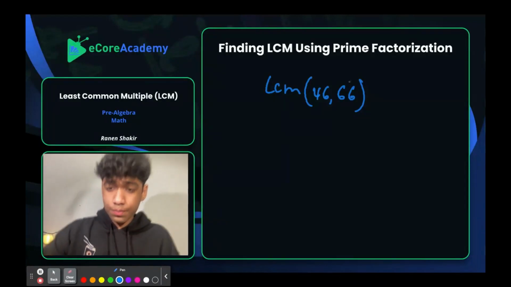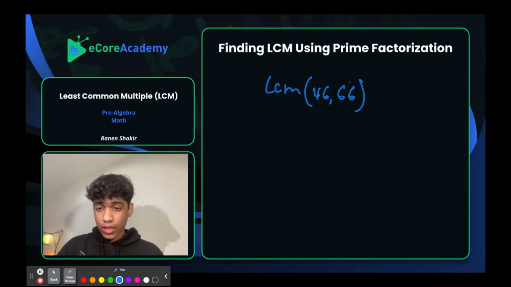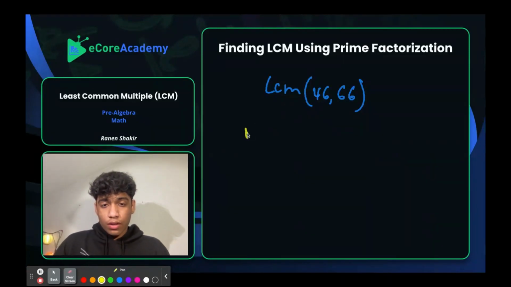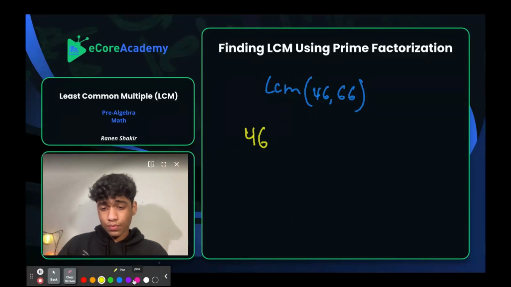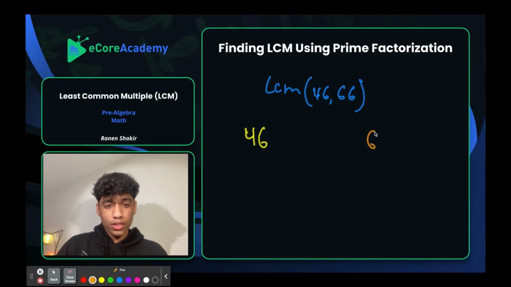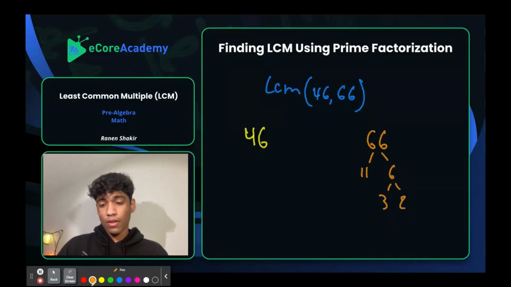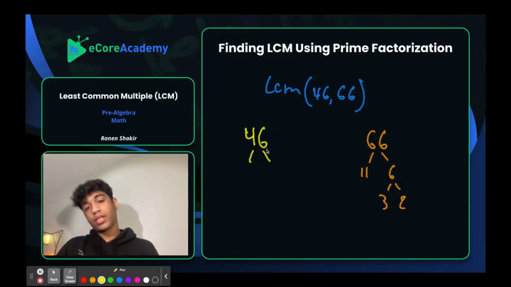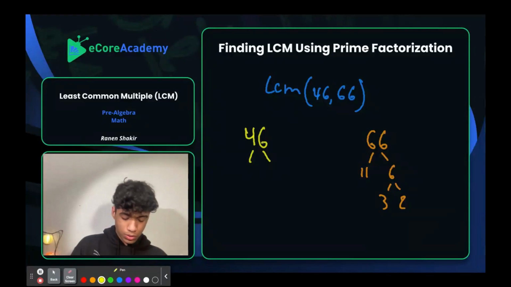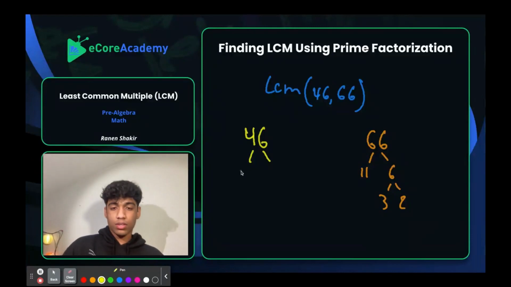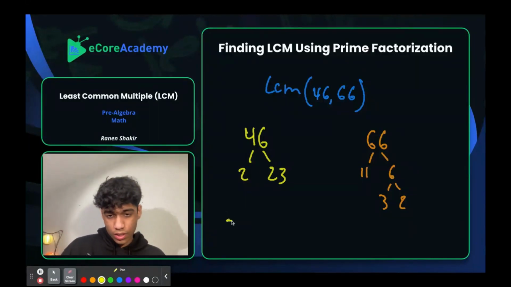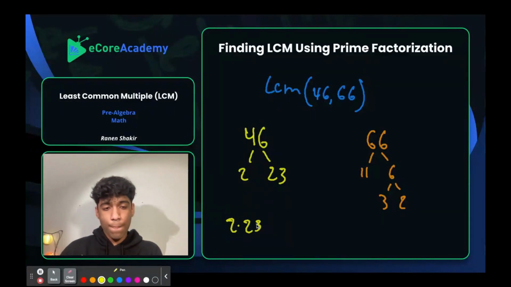All right, let's do this one together now. Let's take 46 and let's take 66. Let's factor this one first. We'll have 11 and 6, and then we have 3 and 2. And then we do this one now. Besides 2, I don't think anything goes into 46. So we have 2 and 23. So the prime factorization for this is 2 times 23, and for this one it is 11 times 3 times 2.